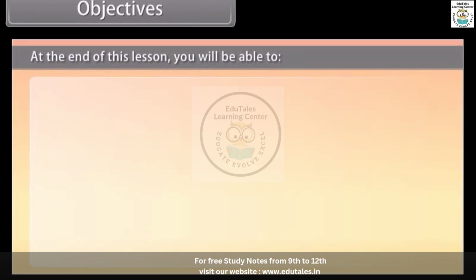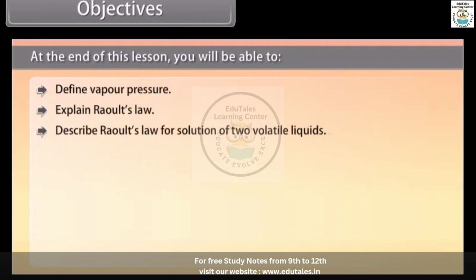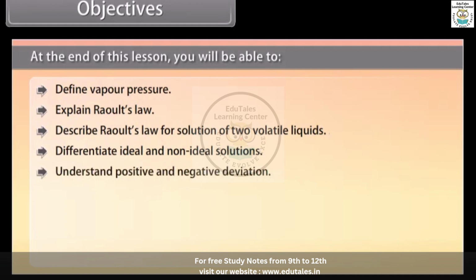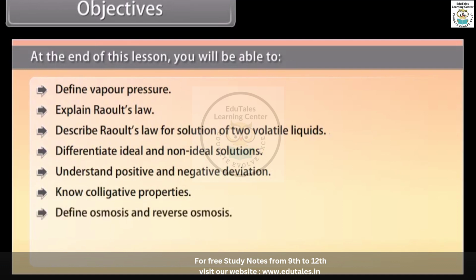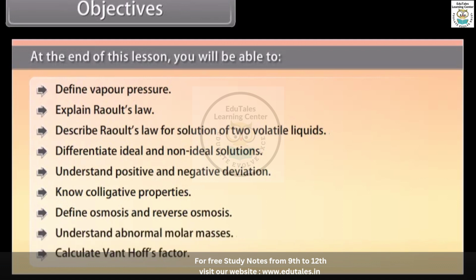Objectives. At the end of this lesson, you will be able to define vapor pressure, explain Raoult's law, describe Raoult's law for solution of two volatile liquids, differentiate ideal and non-ideal solutions, understand positive and negative deviation, know colligative properties, define osmosis and reverse osmosis, understand abnormal molar masses, and calculate Van't Hoff's factor.